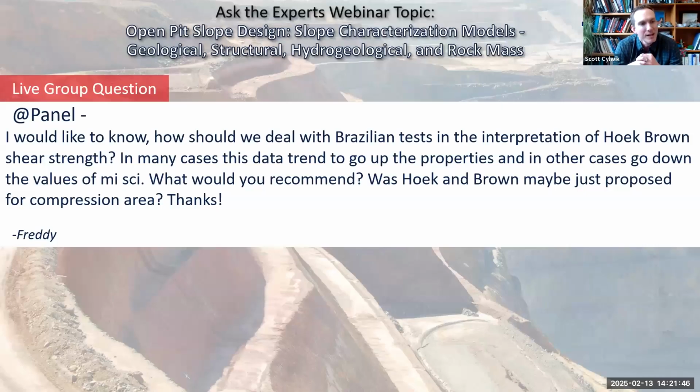So it's a good QA/QC check on whether the compression test was a good compression test, and whether that was a good sample. And if you're running a numerical model, it's also a good idea to do some Brazilian tests, because when you're running a numerical model such as FLAC, you need to calculate tensile parameters to put into that model as well. So sometimes that data is nice to have.